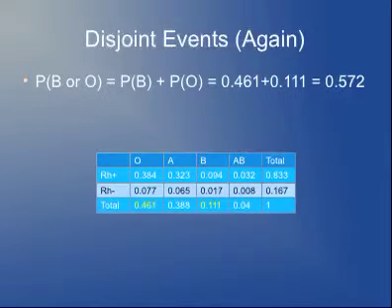And another example of disjoint events, if you wanted to find the probability of having B blood or O blood, you can just take the probability of B plus the probability of O. It turns out to be 0.572.